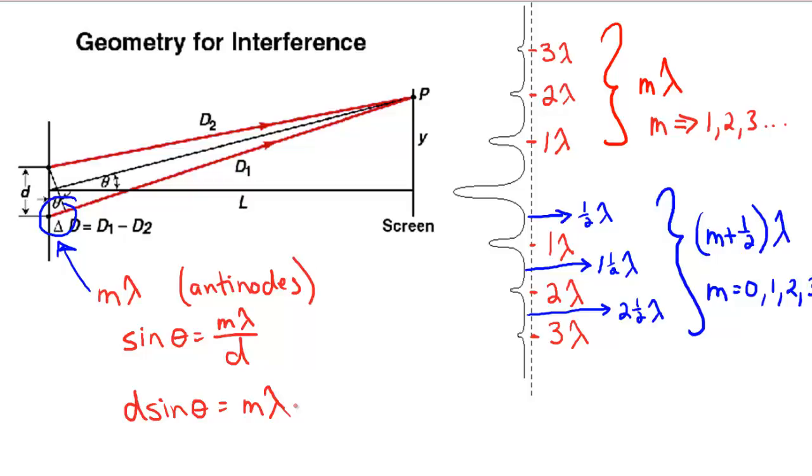Now keep in mind, if we wanted to find the nodes, the equation is almost identical, except that little extra distance will be (m + 1/2) lambda. So in the next tutorial, we'll do a sample problem and see how this all works.